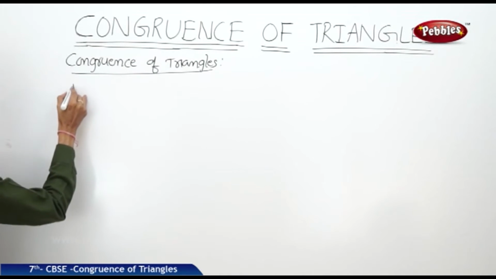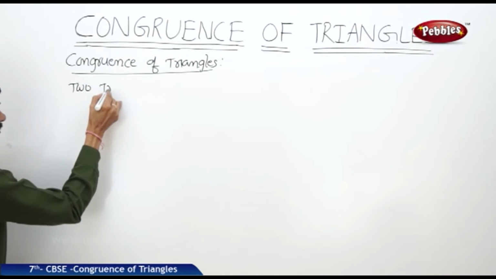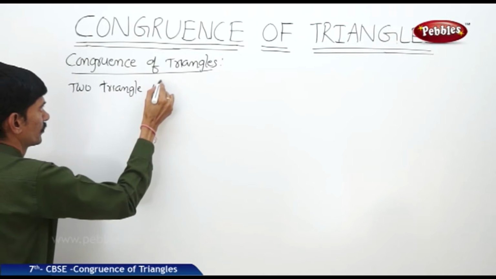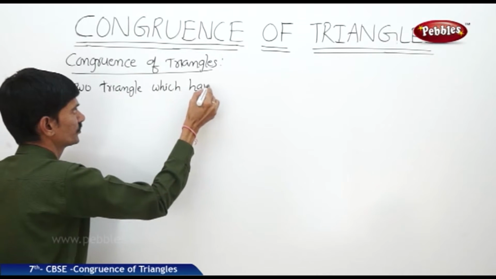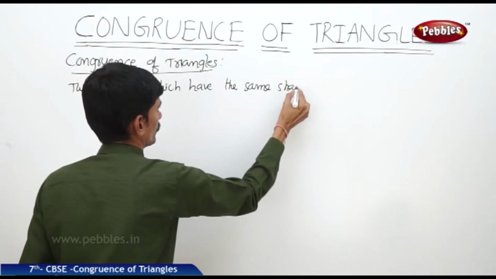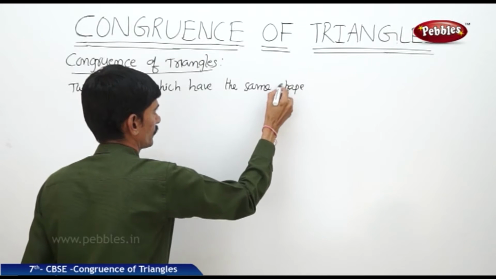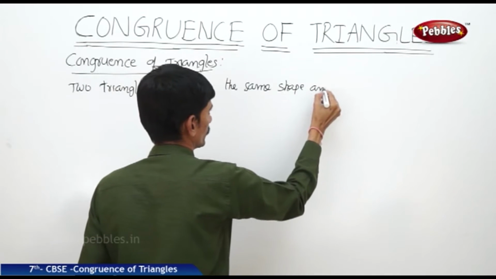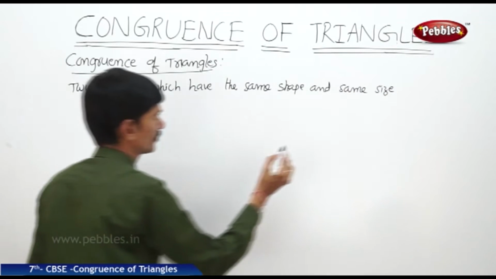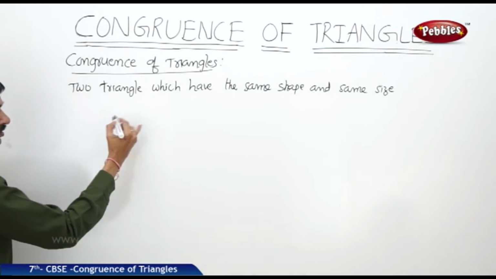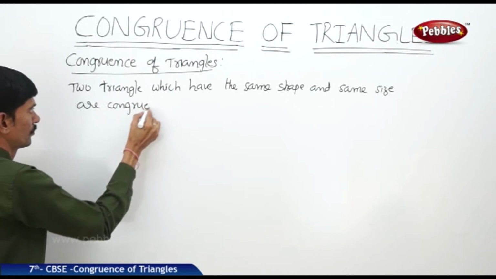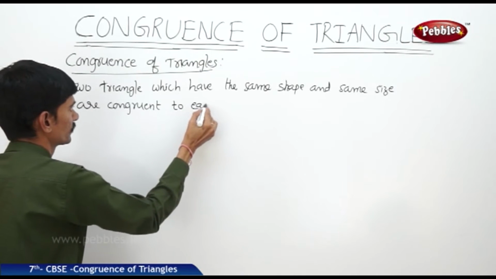Now we can write that two triangles which have the same shape and same size are congruent to each other.